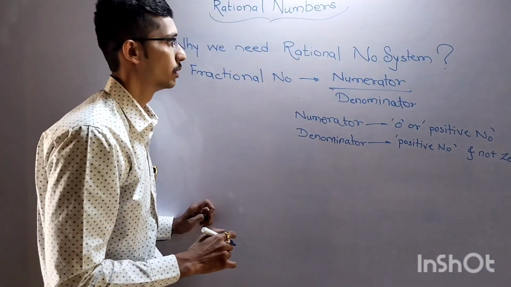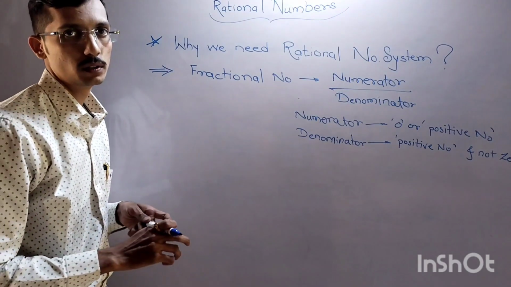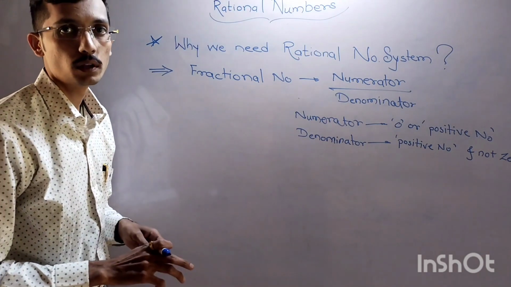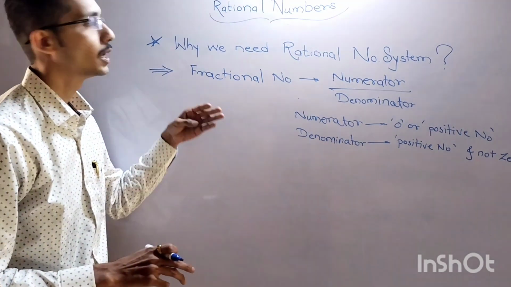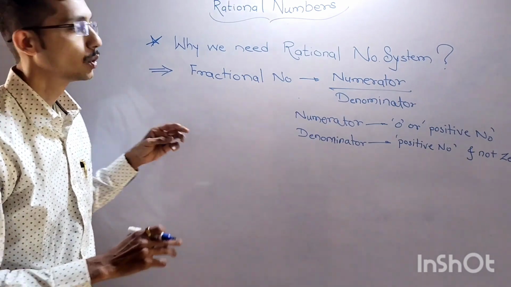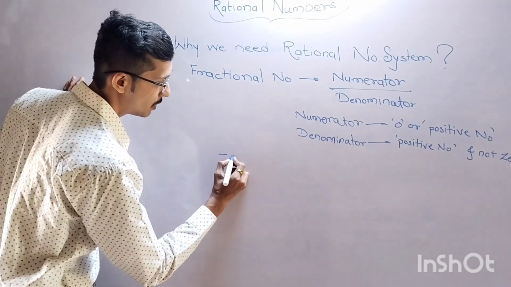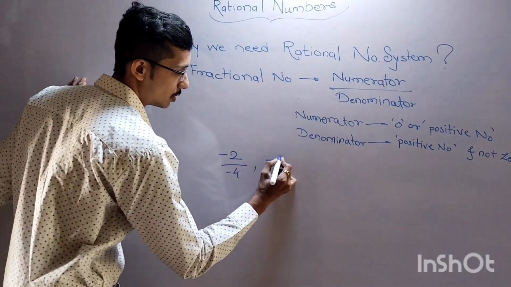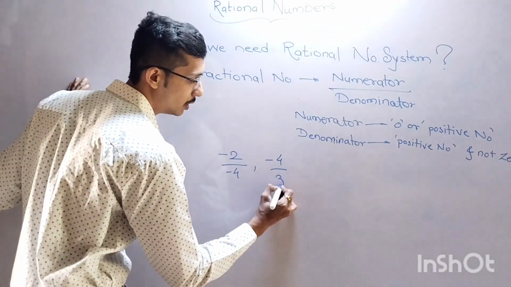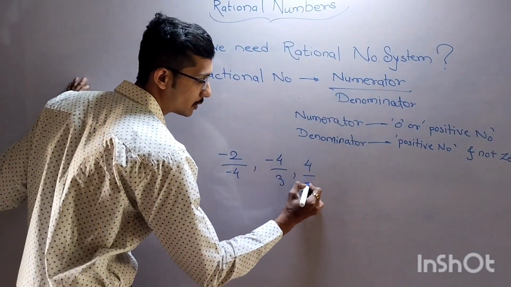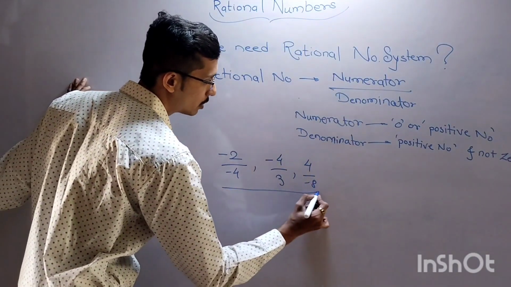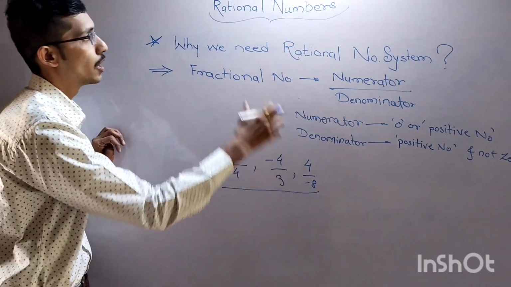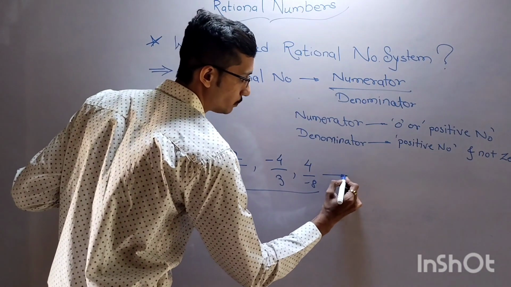or negative numbers. So what about the negative numbers? If we have a number whose numerator or denominator is a negative number, that number is considered in the rational number system. Numbers with a negative numerator or negative denominator, such as -4 upon 3 or 4 upon -8, should not be considered in the fractional number system. To consider these numbers, we have the rational number system.